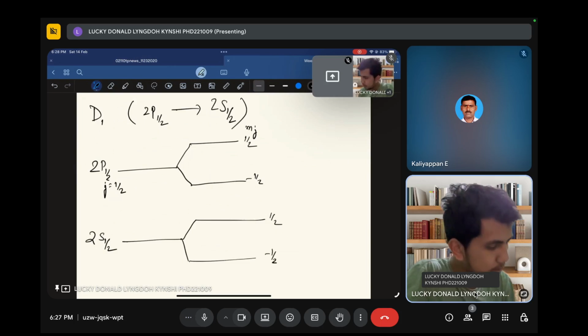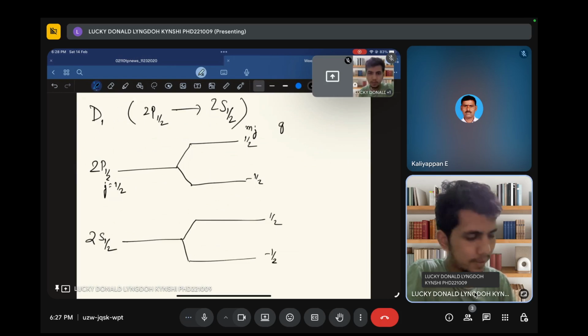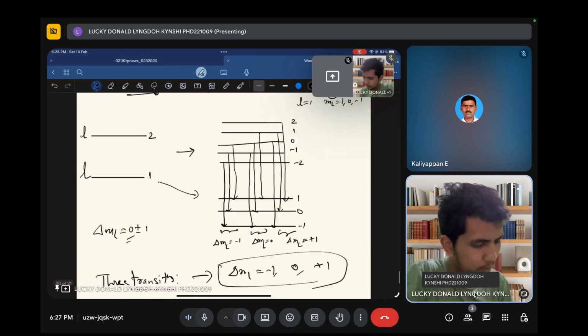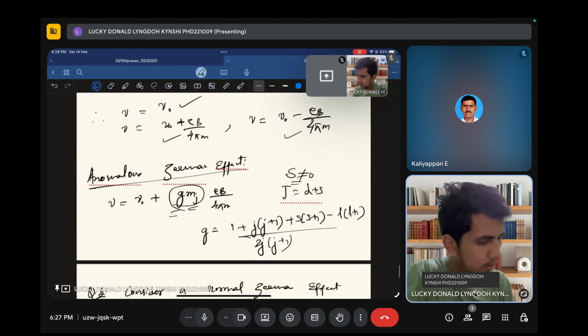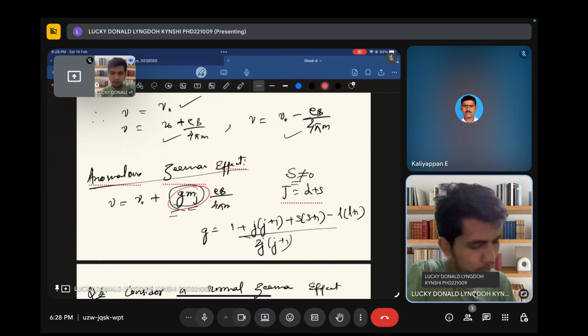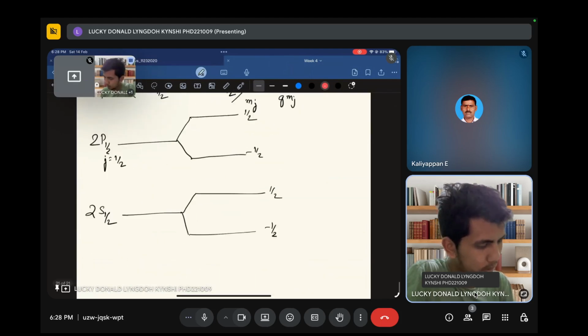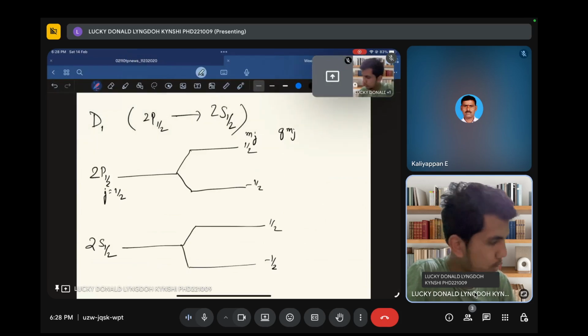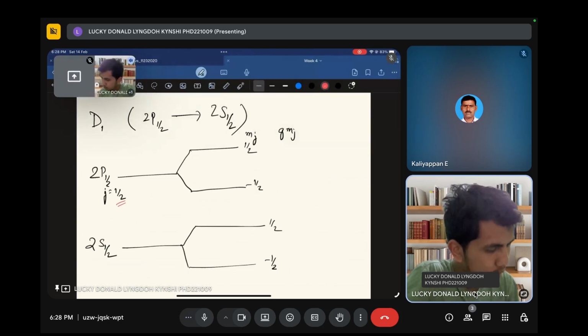Okay, and you also have to calculate the value of g, right? The value of g into mj, because it's also there in your formula. If you remember, in the anomalous Zeeman effect, you have the g into mj term. So what you need to do is calculate the value of g into mj, and g I have already given to you, is equal to 1 plus j(j+1) and so on. Here j is equal to half, and remember for p l is equal to 1 and for s l is equal to 0. Okay, so that is also there. That means the g mj will be equal to what? This will be equal to 1/3, minus 1/3, and 1 and minus 1.